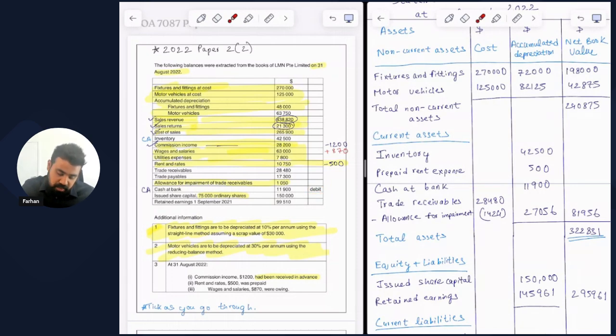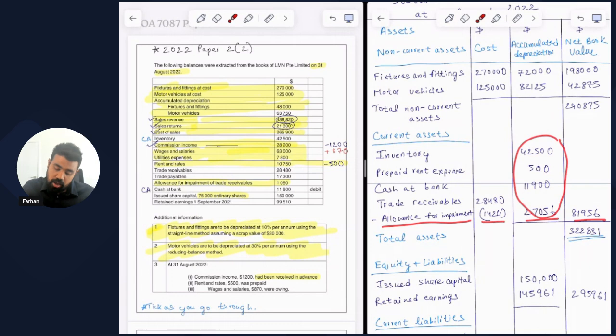And then the only thing left is the trade receivables. This is the gross amount of trade receivables, which is 28,480 taken from here. And then you subtract the allowance for impairment for the current financial year, the ending calculations we did, which was 1,424. That gives us 27,056 as the net trade receivables, which is actually the current asset. So altogether, you add all these current assets together, you get a total of 81,956.